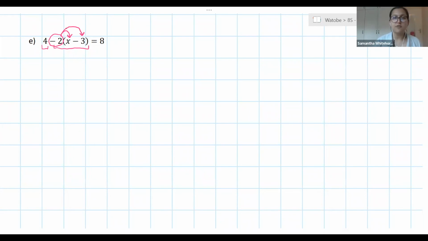So that is sort of me telling you what step number 1 needs to be. Try question E for me. Put your answer in the chat once you have one, or you can raise your hand to explain it to us. But the first thing you need to do here, because you have two separate terms on the left, is distribute in the -2. And then obviously we're solving for x.